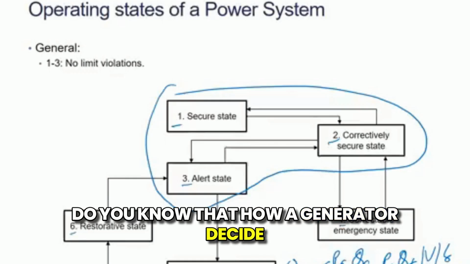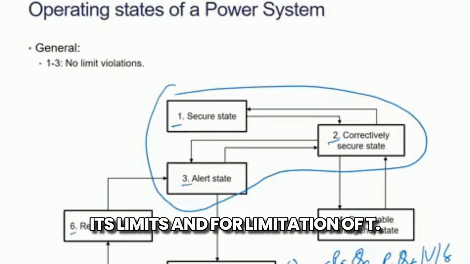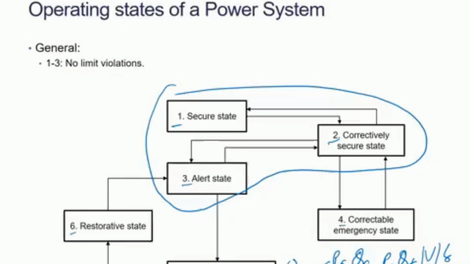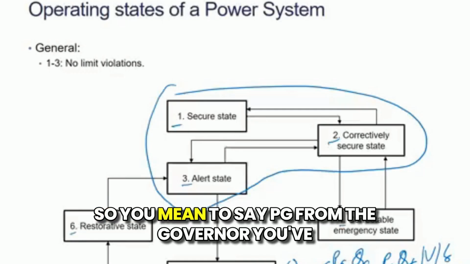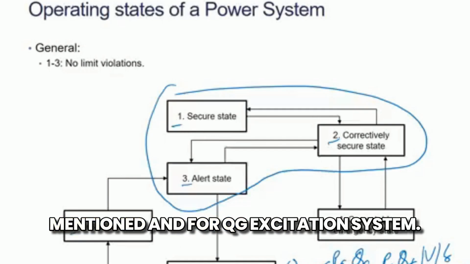How does a generator decide its limits? If the generator wants to decide the PG, we use the governor for that. And for limitation of QG, we use the excitation system. So you mean to say PG from the governor, and for QG? Yeah, QG for the excitation system.